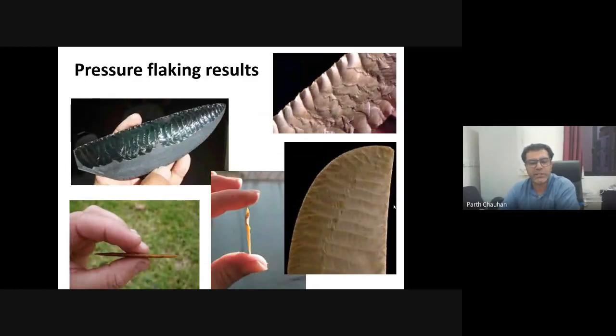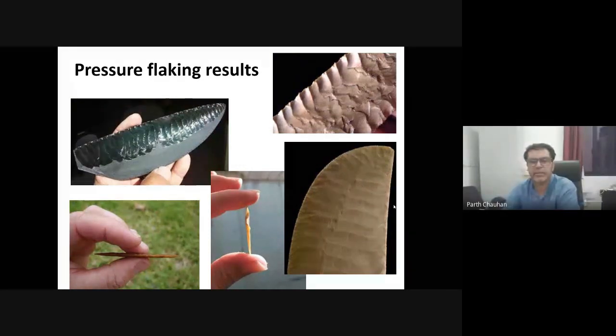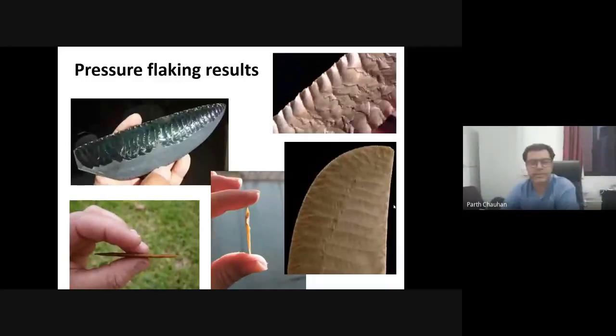Solutrean technology, for example, and a lot of the North American point technology. These specific technologies utilized pressure flaking mostly, initially roughing out with percussion and then gradually leading to pressure flaking. If you tried percussion on these artifacts, they would snap. The only way to take off very long, thin flakes is pressure flaking. And ultimately, the Solutrean points that are made are just a couple of centimeters thick, sometimes less.